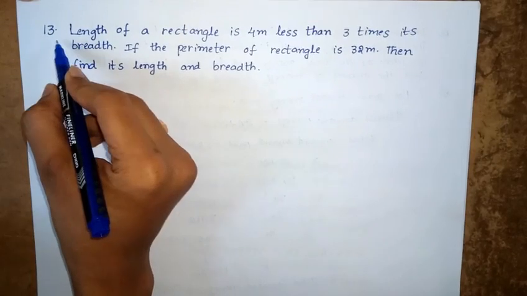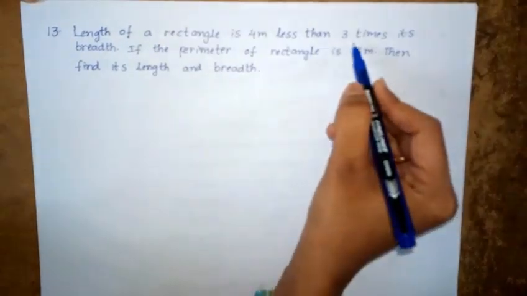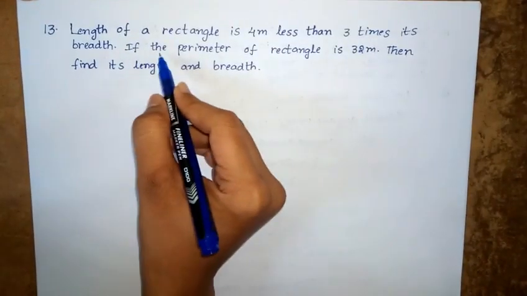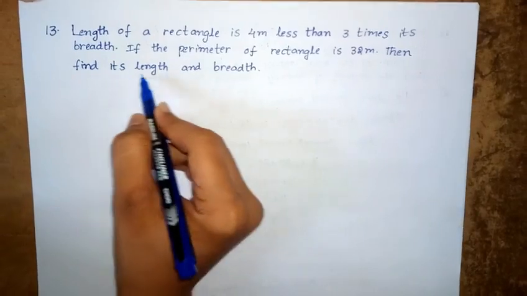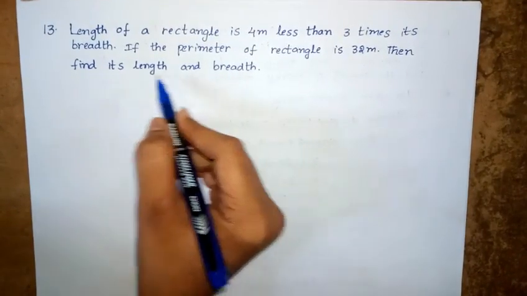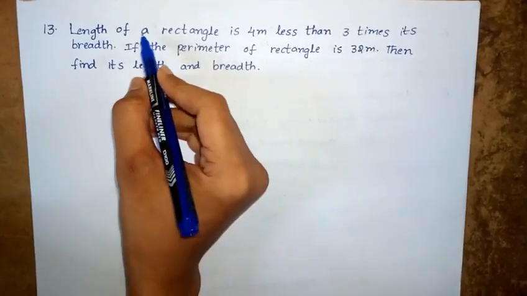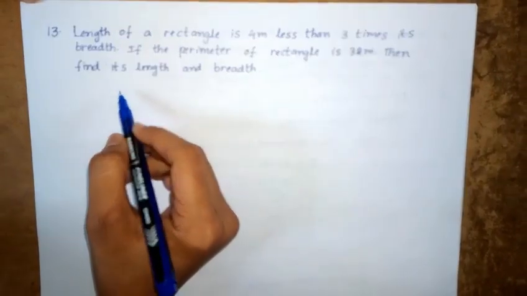Next problem, 13th. The length of a rectangle is 4 meters less than 3 times its breadth. If the perimeter of the rectangle is 32 meters, then find its length and breadth. So the problem asks to find the length and breadth. The length is given in comparison with the breadth. So first consider the breadth.